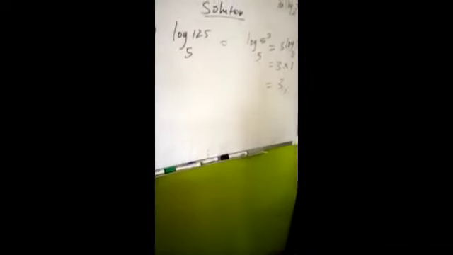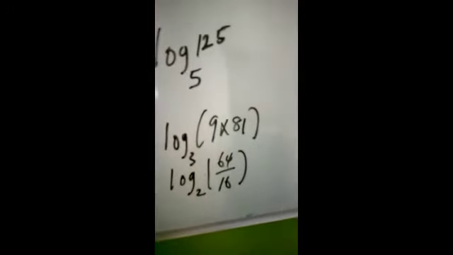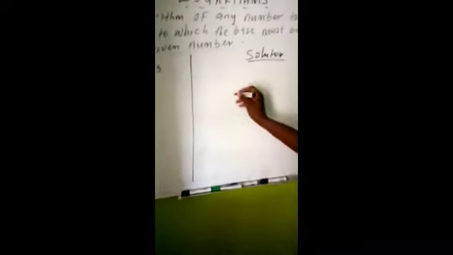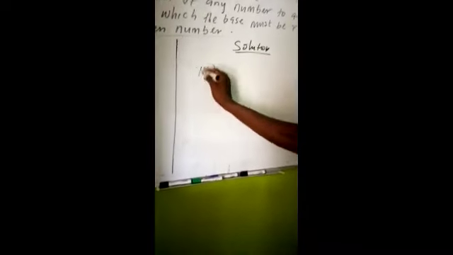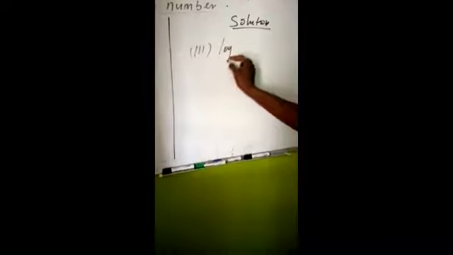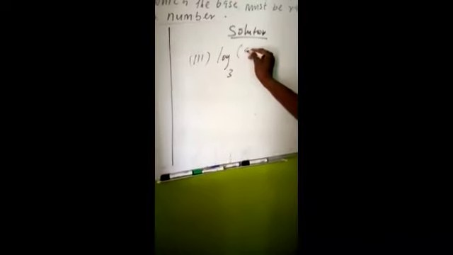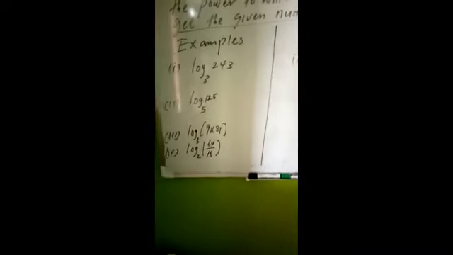So heading to number 3. So that's how to do it. So heading to number 3. Number 3 question, you can see that we are still doing log. That is number 3. We have log 3 of 9 times 81.